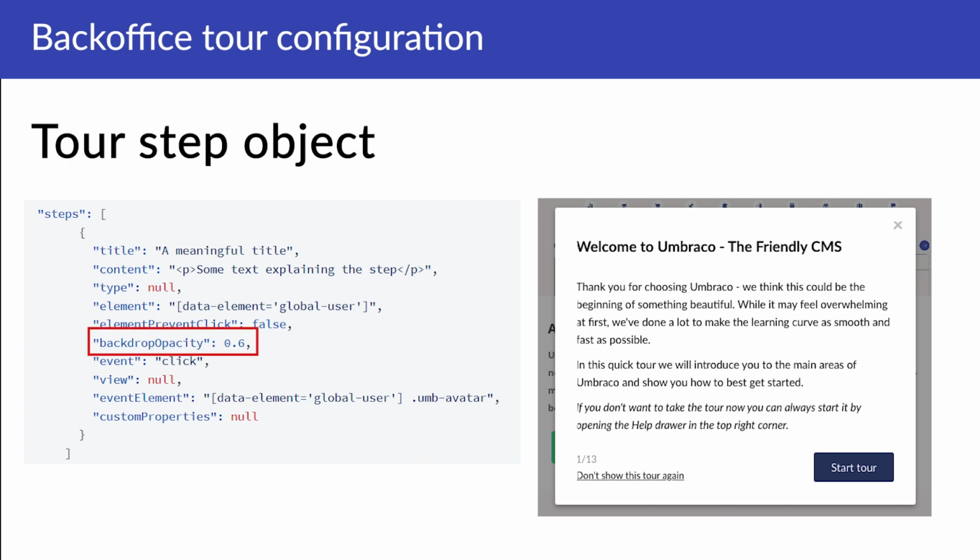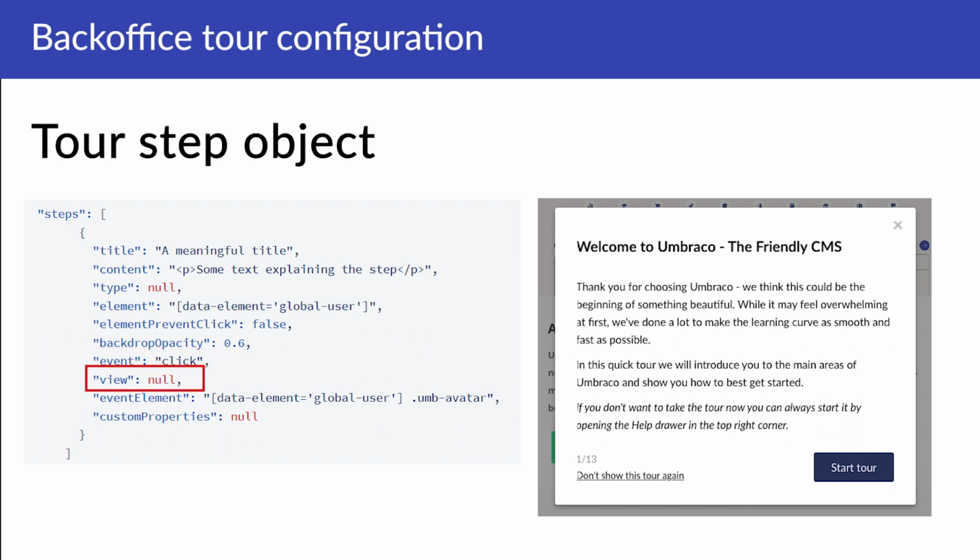Then we have the backdrop opacity. This is a decimal value between 0 and 1 to indicate the transparency of the background overlay. We also have event. This is the JavaScript event that is bound to the highlighted element that should trigger the next tour step, for example click or hover. If not set or omitted, a next button will be added to the tour as well.